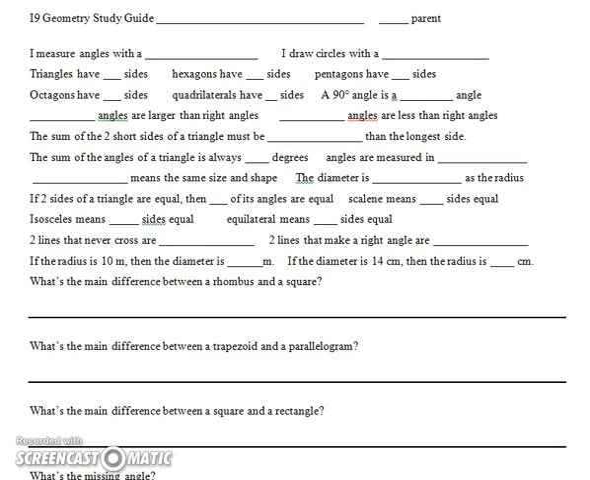Here are the answers to the Unit I Geometry Study Guide. I measure angles with a protractor. I can draw circles with a compass.